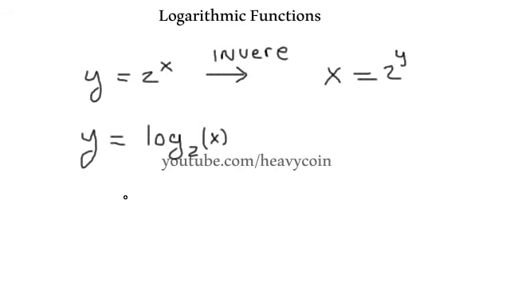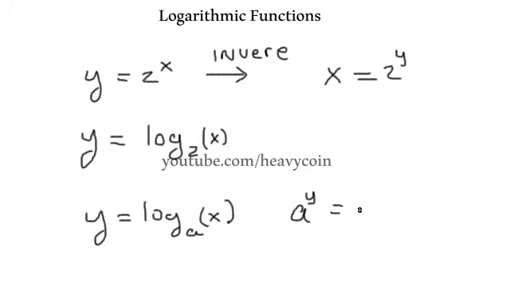Now the big part of this is going to be being able to go from this form to this form. Remember, a must be greater than 0, and a cannot equal 1. So this number has got to be greater than 0 and it cannot equal 1.